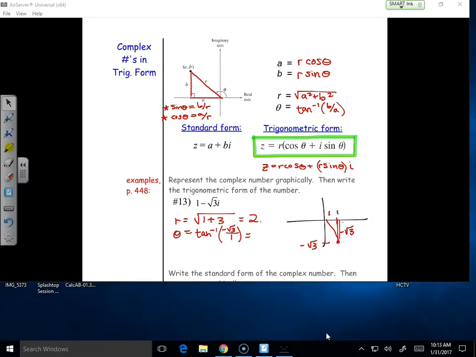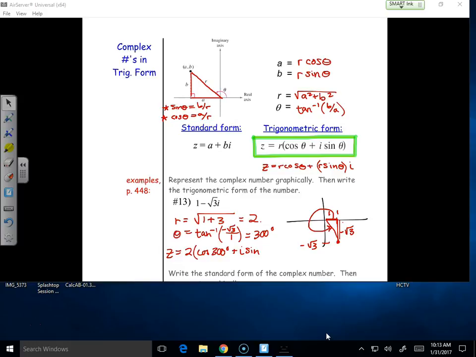You need to have an opposite that's longer, adjacent that's shorter. 30 degrees would be switched, 45 degrees they'd be equal, right? So it's 60 degrees. Wait a minute, is this actually 60? You either do negative 60 or what's another way of talking about it? 300 degrees. So we could say z is equal to 2 times cosine of 300 plus i sine of 300.